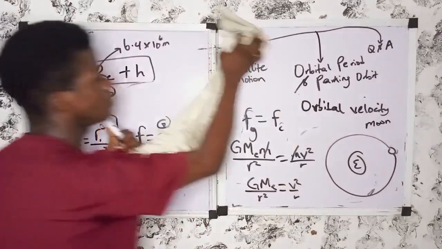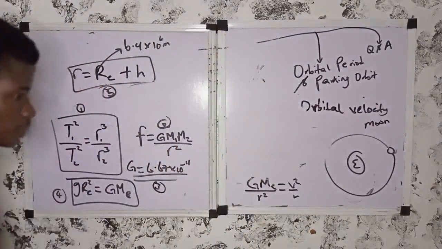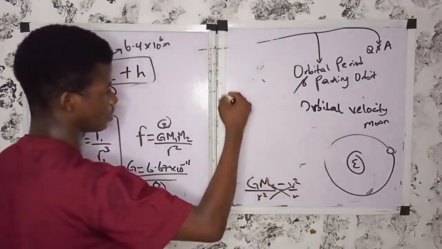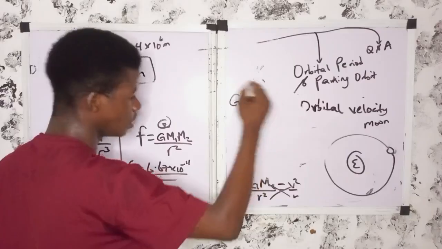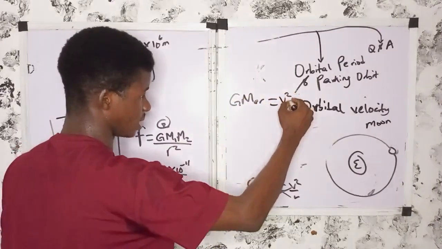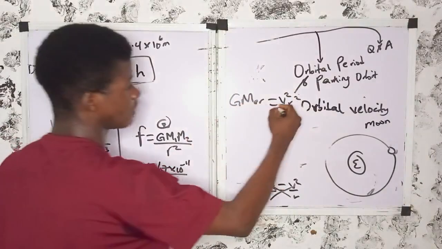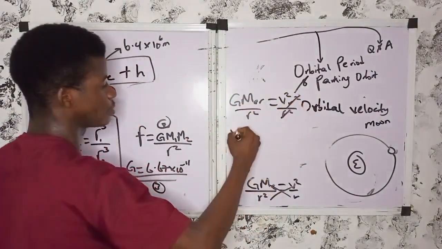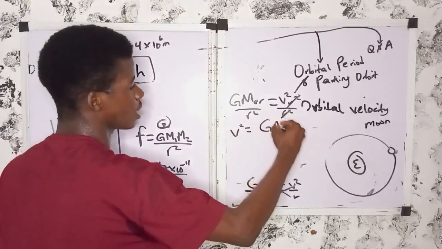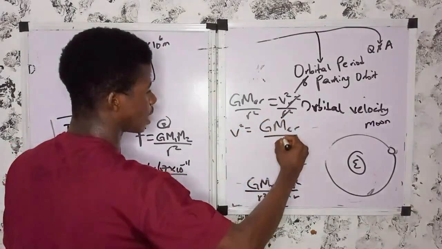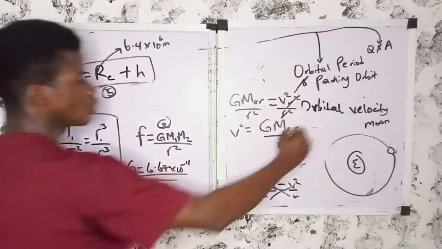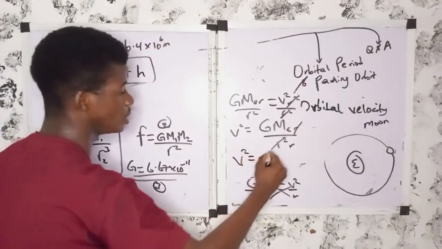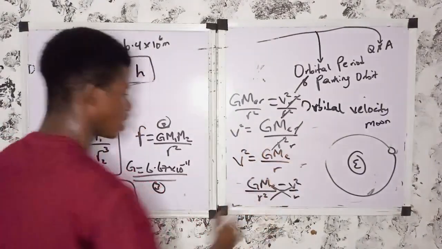Now, if we cross multiply, we'll be left with G M_E r equals to v squared r squared. Let's divide both sides by r squared. We're left with v squared equals to G M_E r over r squared. Now this one will cancel this, and we'll be left with one r, so v squared is equal to G M_E divided by r.